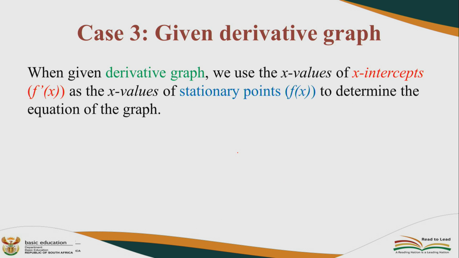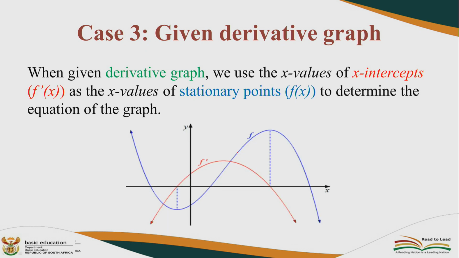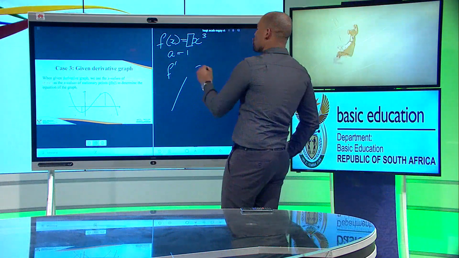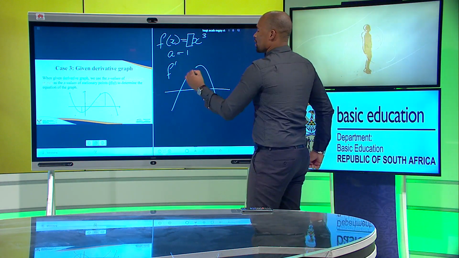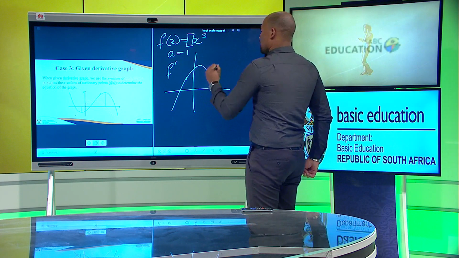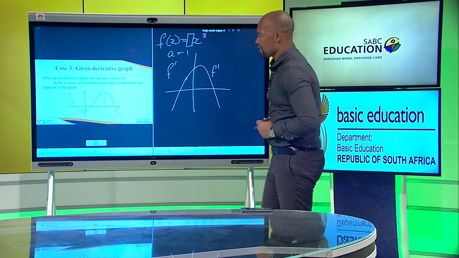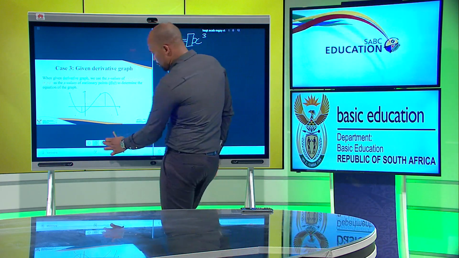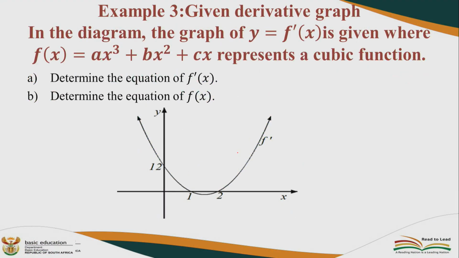Given derivative graphs, we're going to just look at the example. So that's where now we're given, not f of x, you're now given this graph. You'll see in an exam with this sign that says this is a f prime, not just f. So how do you solve that? Let's check the examples.